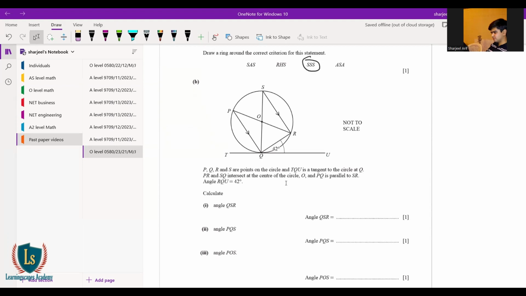Now for part B, we have P, Q, R, and S are points on the circle, and TQ is tangent to the circle at Q. PR and SQ intersect at the center of the circle. PQ is parallel to SR, and angle RQU is 42. So we have to find angle QSR, this one.